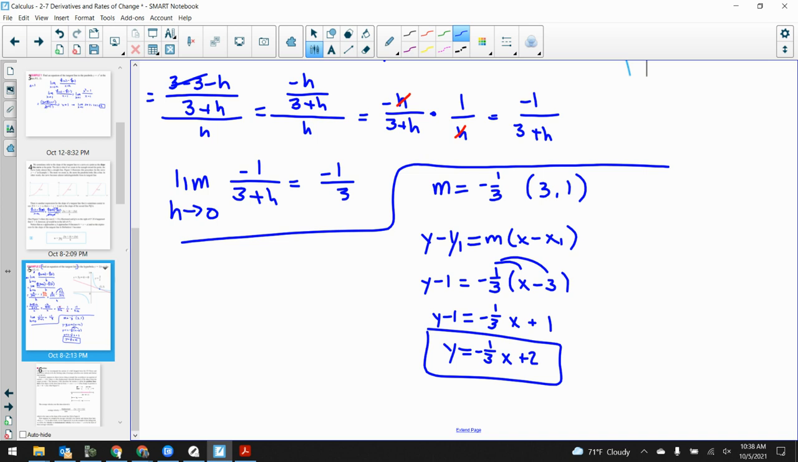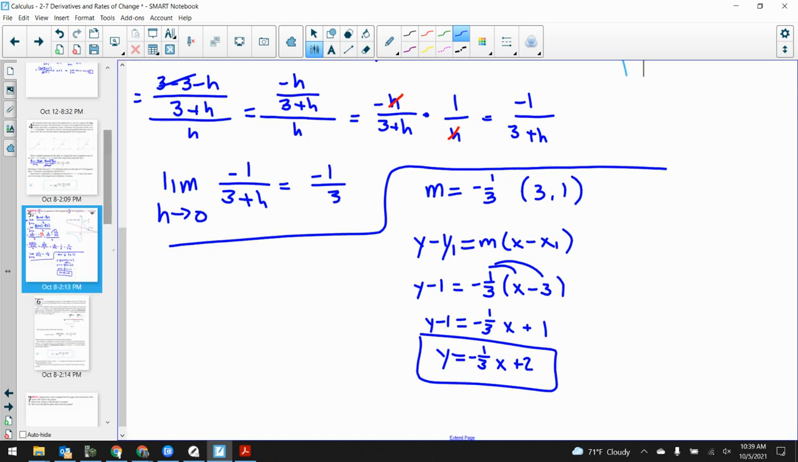Now, what would happen if I changed where I wanted the equation of the tangent line from? That would change my whole equation, right? Why would that change my whole equation? Because it changes the slope and it changes the point that I'm using. So every time you change the location where you're finding the derivative, that will change the equation of the tangent line. Okay?